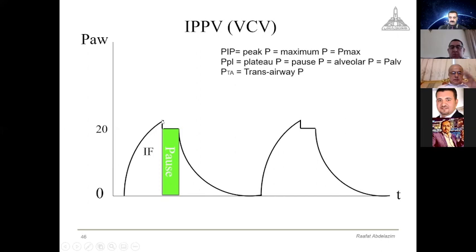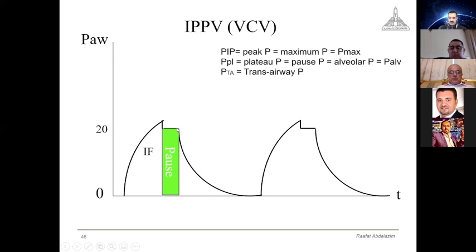But with no flow, and the alveoli are interconnected, so there is a chance for the pressure or the gas to redistribute from higher pressure alveoli to lower pressure, so that there is a reduction of pressure. This reduction will reach a value that we call pause pressure or plateau pressure. It is a horizontal line, no more flow, only redistribution.